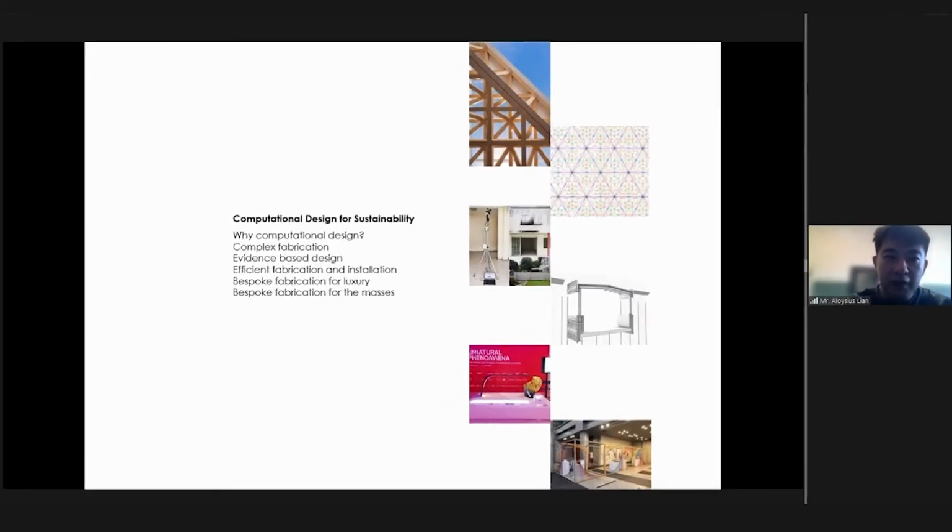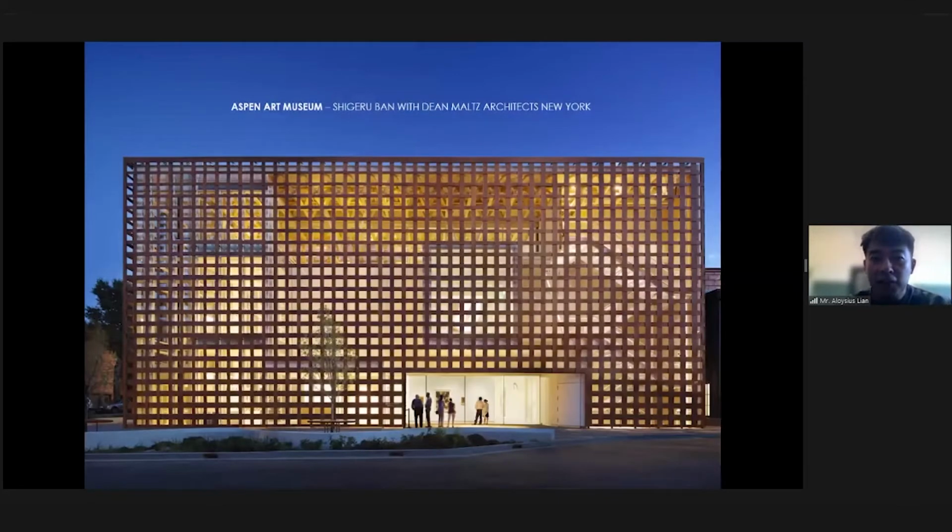And of course, if you talk about this, some of the talks that I attended are also from Malaysian architect Siksan, right? A lot of architects work for the top 5% of society, so you have bespoke fabrication for luxury. But what we also want is to be able to use this kind of technique for the masses, especially students. Okay. So let me just begin with how I experienced computational design from a young student.